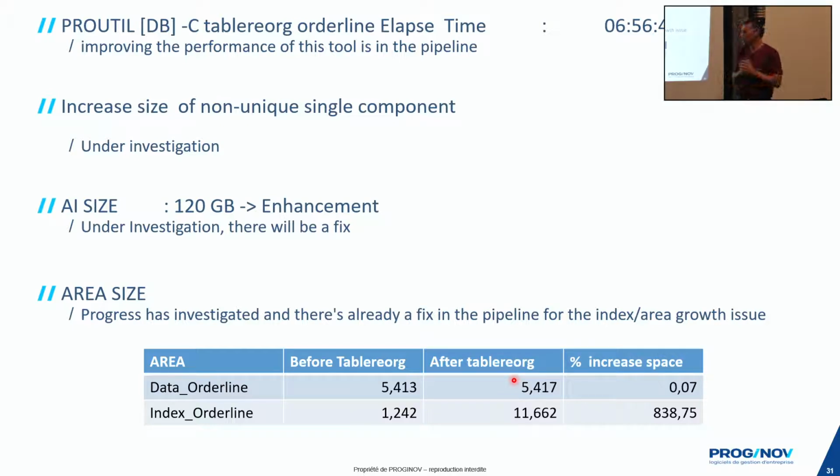And the worst side effect is the size of the index area. Before it was 1.2 gig, and after table reorg it is 1. Oops, yes. Progress has investigated, and there is already a fix in the pipeline. It's due to the index manager. So, cool. We could use it quite soon.